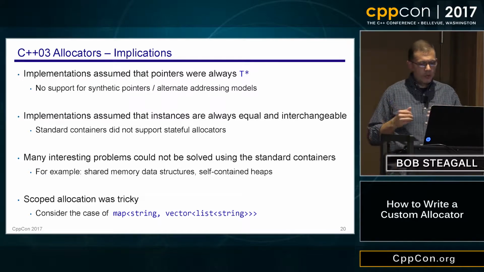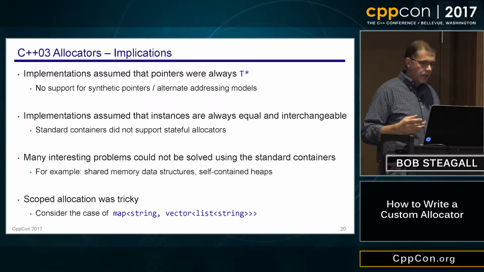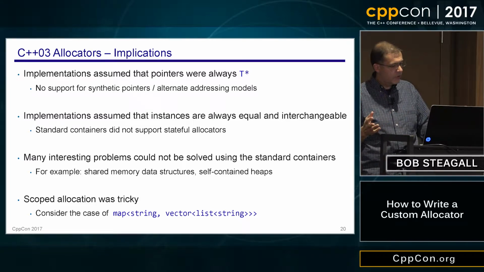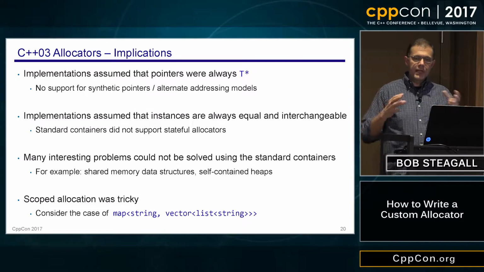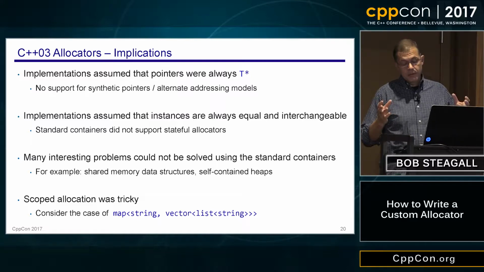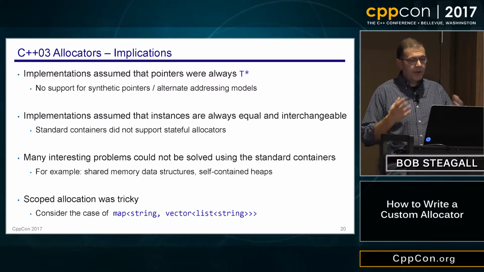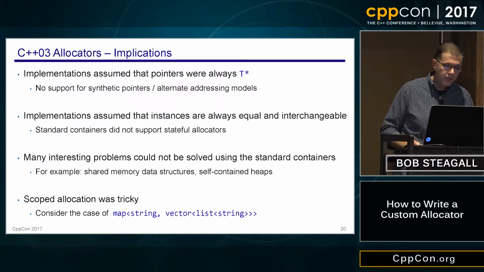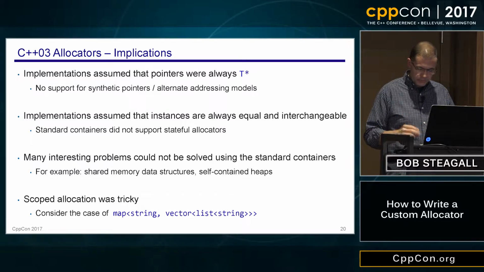And also, as a corollary problem, scoped allocation was tricky. Consider the case where you wanted to create a nested hierarchy of stuff. Perhaps you want to create a map that maps strings to vector of list of strings. Well, it's kind of tricky to set all of the templates up, all of the allocator types up, so that everything allocates from the same instance of the same allocator. And perhaps you would want to do that because you managed to create some sort of stateful arena allocator. So it was kind of tricky to make that work correctly in the old standard, although it was not impossible.